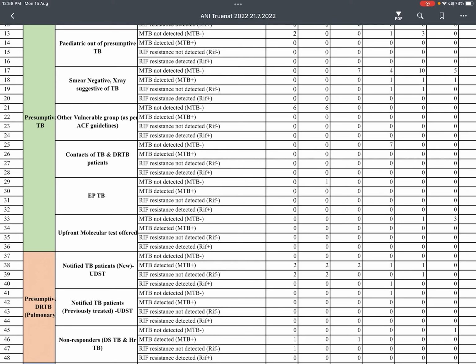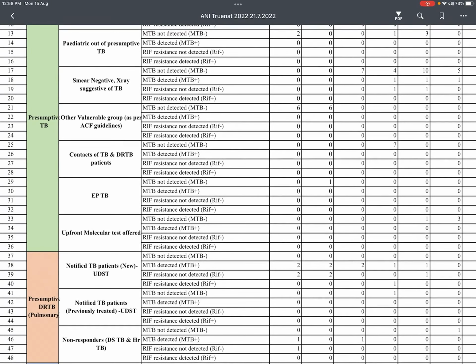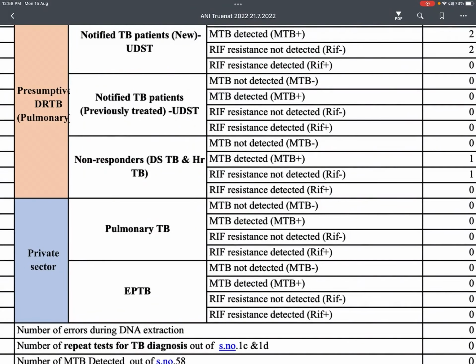Okay, so notified TB patient and coming for UDST, presumptive DRTB, and also previously treated. Okay, previously treated also comes under presumptive DRTB. Non-responders, clinical non-responders of your DSTB regimen and H mono-poly regimen also come under presumptive DRTB. Then we have private sector, pulmonary and EPTB. Here we don't have bifurcation for presumptive TB and presumptive DRTB. So private sector mainly it is bifurcated based upon the sample, pulmonary sample or EPTB sample.